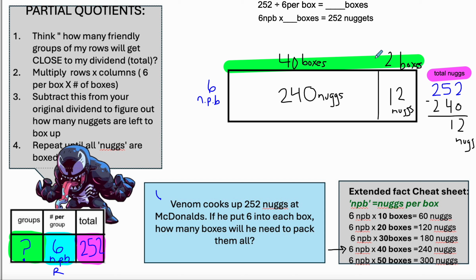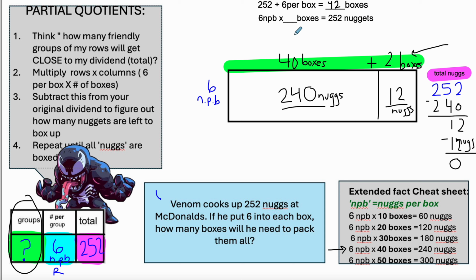So far, I made 40 boxes, which was 240 nuggets. And then I made 2 boxes, which was 12 nuggets. Let's take away those 12 nuggets. Do we have any nuggets left to box? No. And where is our answer? Well, here we were looking for the groups, which is the boxes. And our boxes is right up here. So 40 boxes plus 2 boxes is 42 boxes. 252 divided by 6 per box equals 42 boxes.